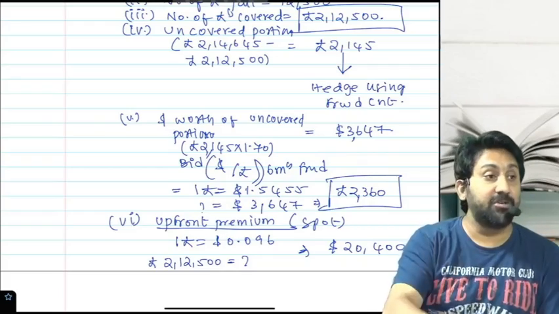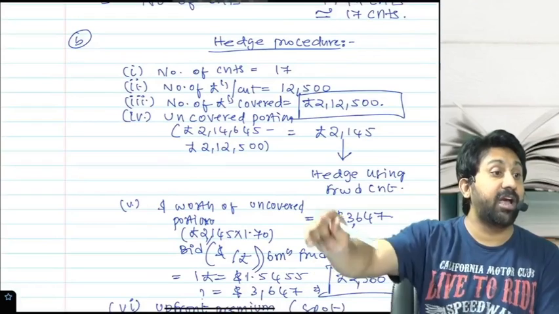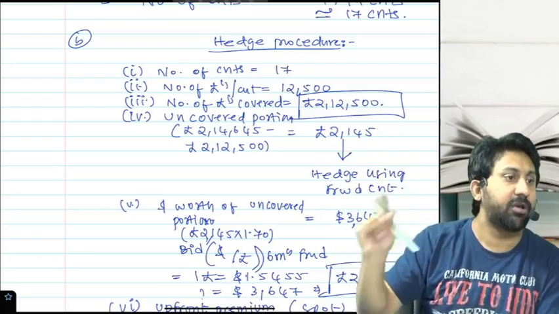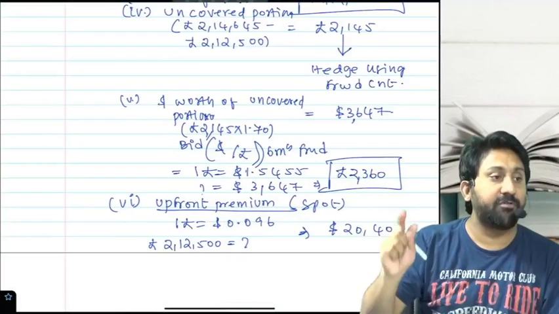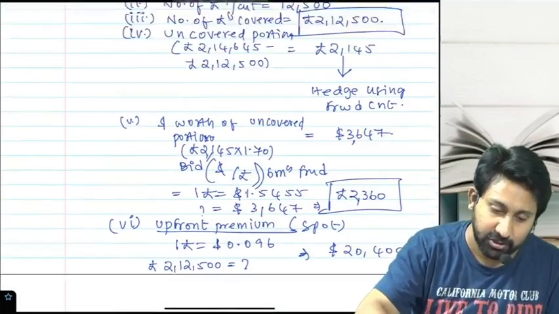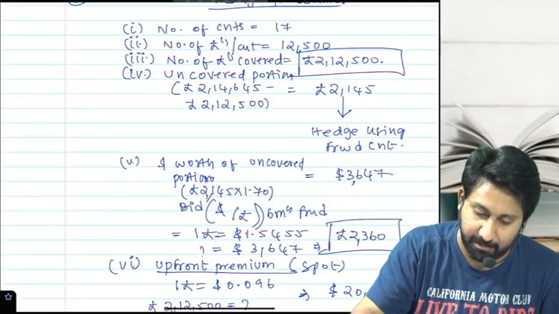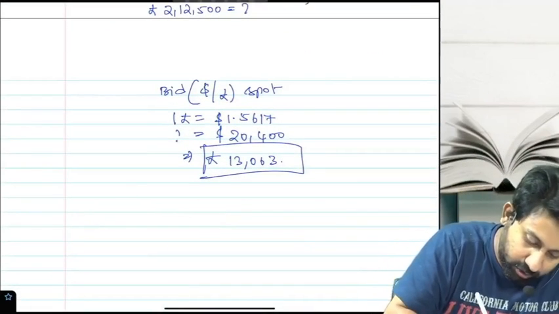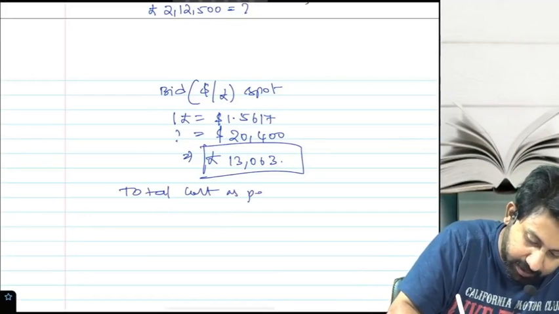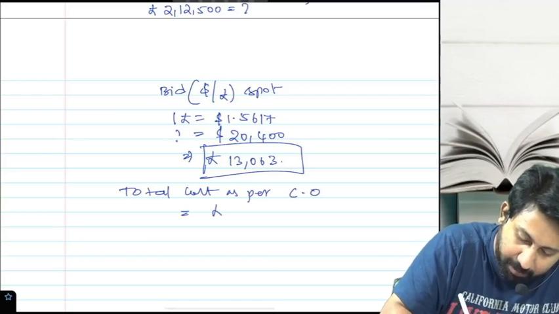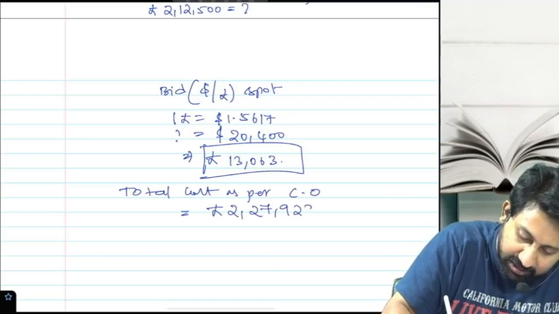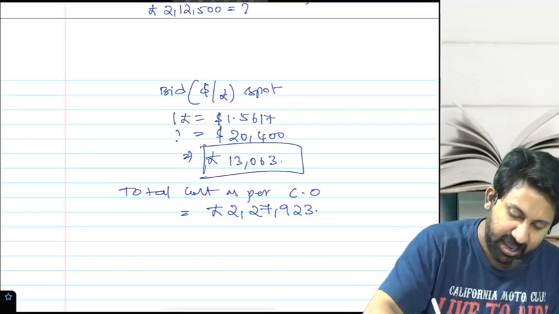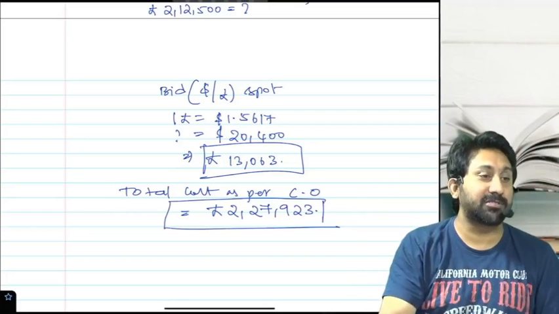That means if options would have hedged everything, I wouldn't have got this cost. Just because the hedge is inefficient in options, we are entering into another contract to cover the balance uncovered portion. Therefore we will treat this also as a cost of options only. So 3 costs: 2,12,500 plus 2360 plus 13,063. The total cost as per currency options is 2,27,923 pounds. Exactly the same answer will come for the institute also.